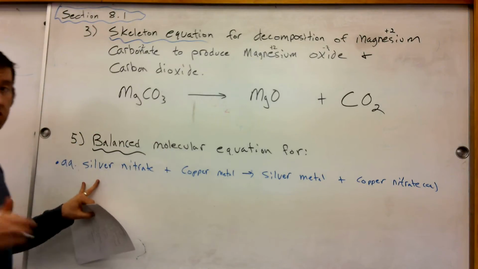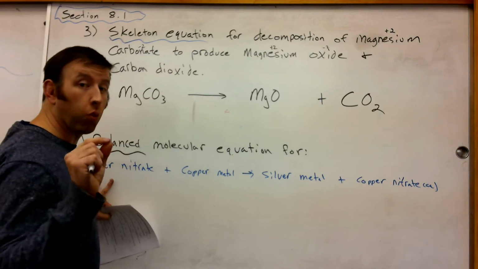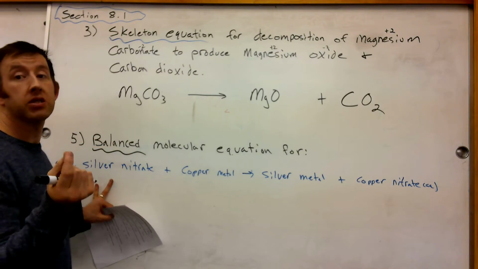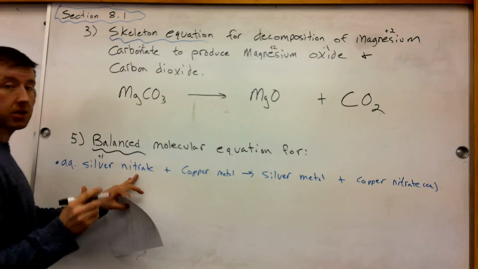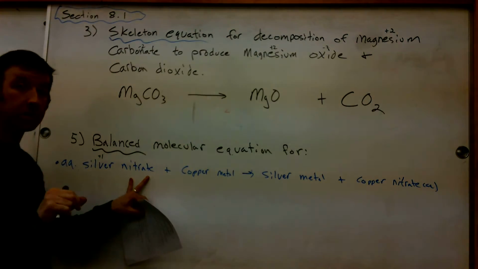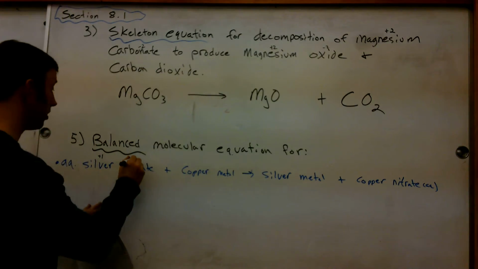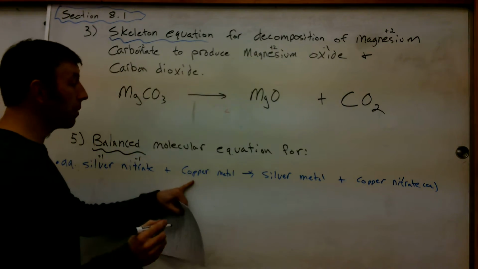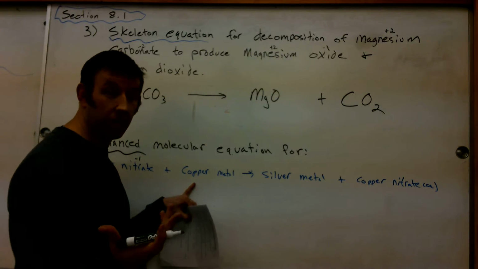So silver nitrate. Now silver is a transition metal, but you should know by now, silver is one of the transition metals that always has the same charge, and that's a +1. Nitrate, ATE, tells you to go to your polyatomic ions. You look there, you find nitrate is a -1. And copper metal, in this case, doesn't have a charge. It's just a metal by itself.